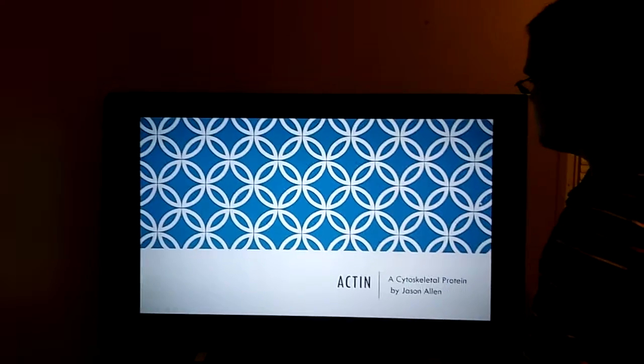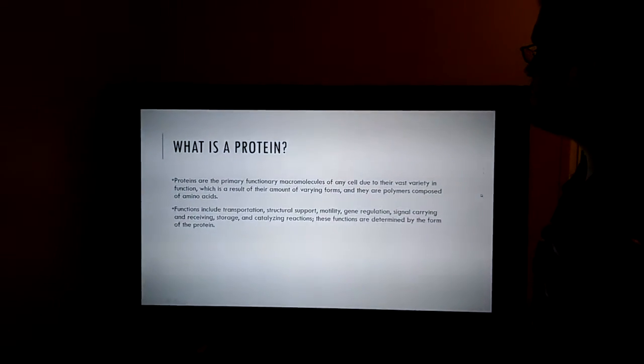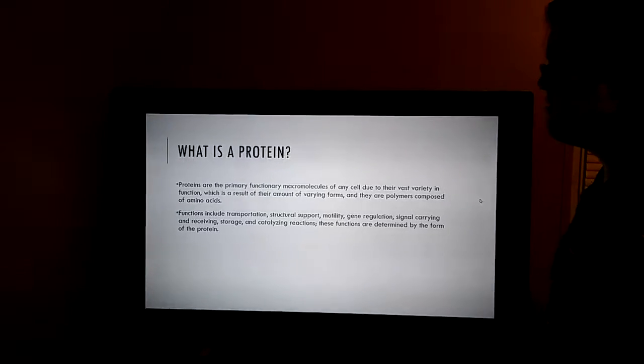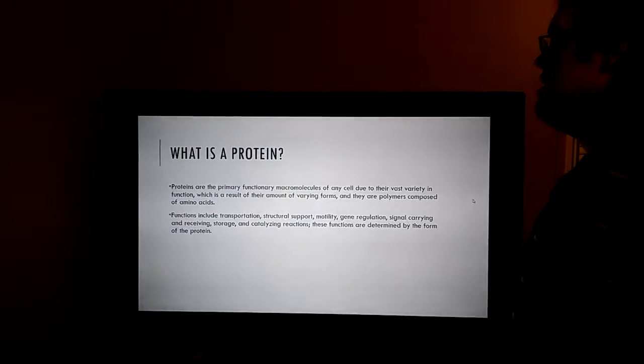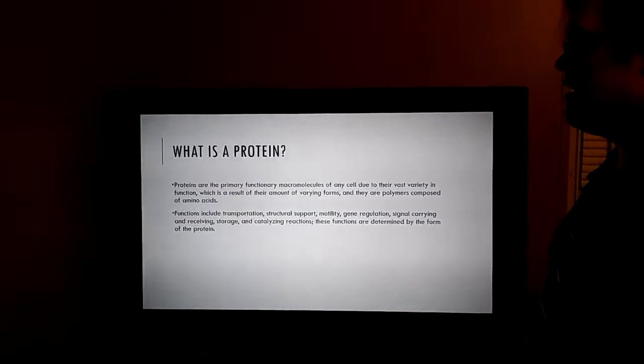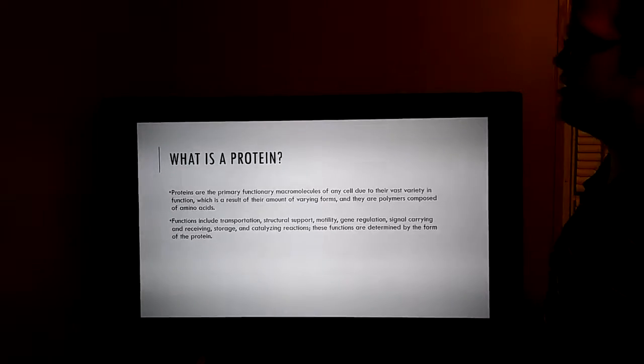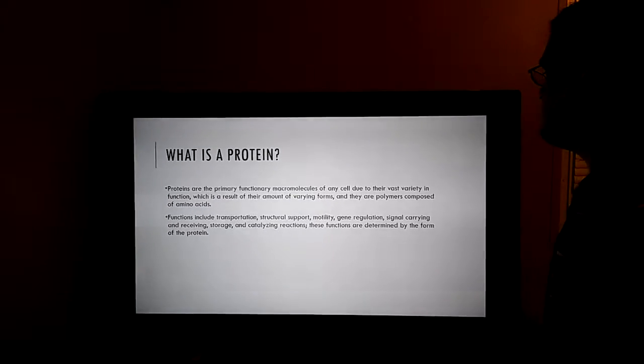as well as proteins in general. So what is a protein? Proteins are basically the things that do all the functions in a cell, and they have a lot of forms, and their forms give their functions, so that's how they have a lot of functions.